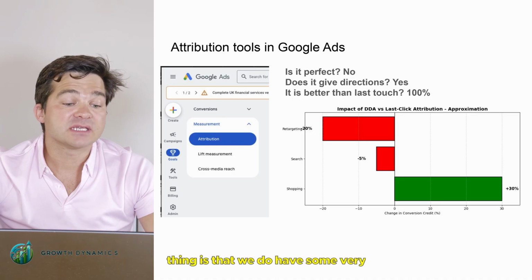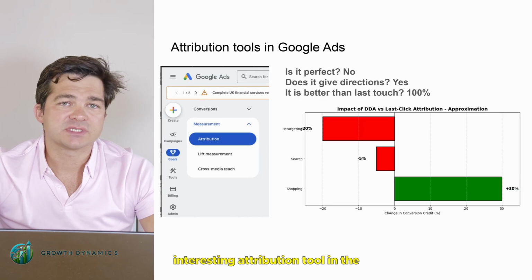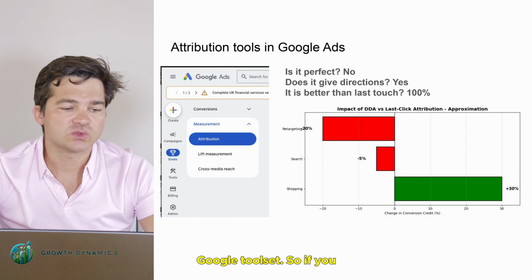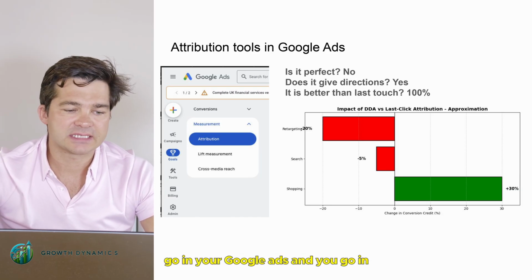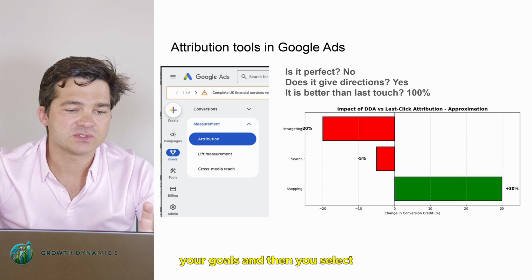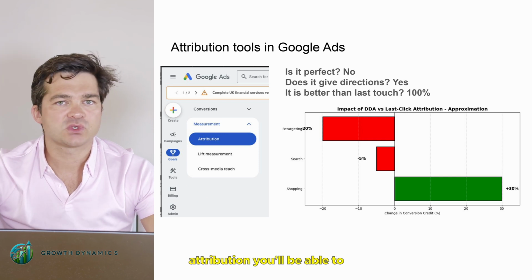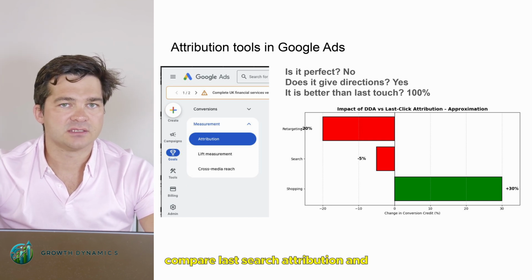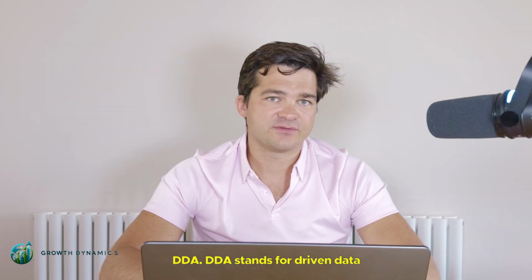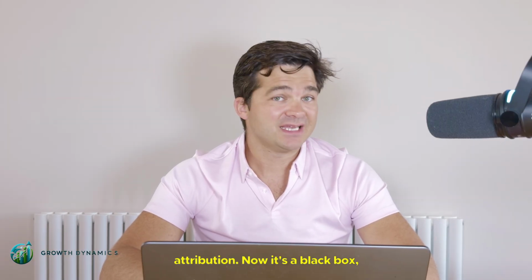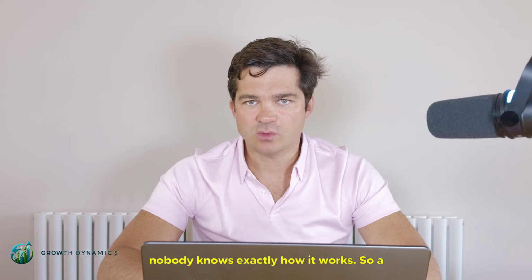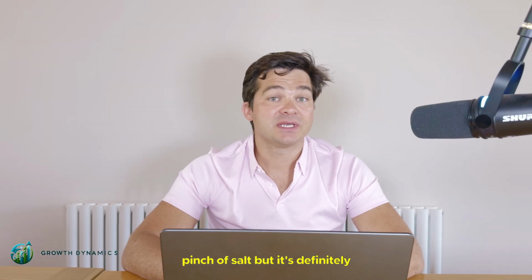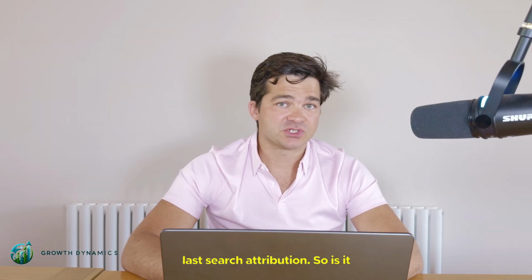The great thing is that we do have a very interesting attribution tool in the Google toolset. If you go in your Google Ads, then into goals, and select attribution, you'll be able to compare last search attribution and DDA. DDA stands for data-driven attribution. Now, it's a black box. Nobody knows exactly how it works. So take it with a pinch of salt, but it's definitely better than just using last search attribution.